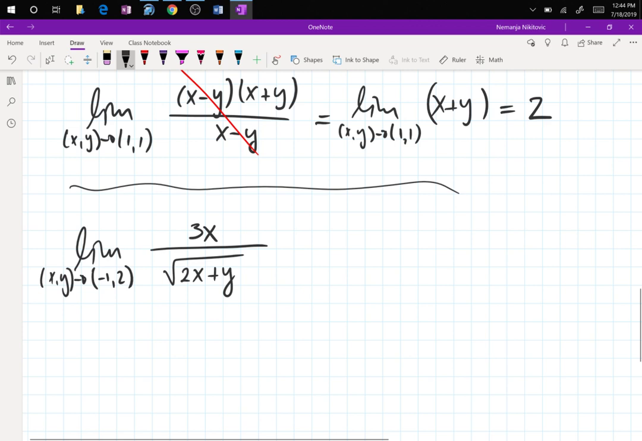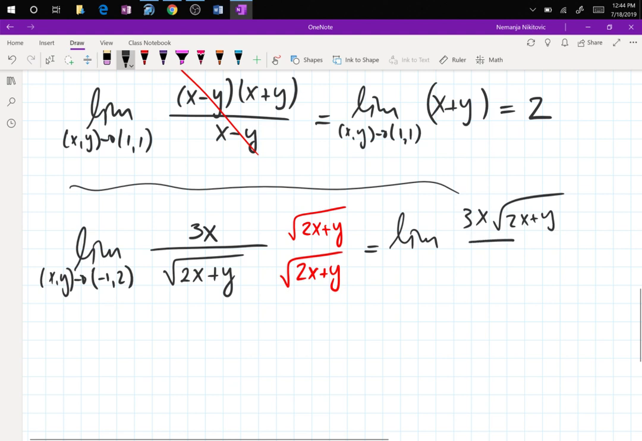So this is a problem. Now you try to plug in. You see that the denominator has a 0, and that means that you can't do this problem that way. But then, luckily, you went to pre-calculus, and you know that you can rationalize the expression by multiplying by the square root of 2x plus y over the square root of 2x plus y, like this. And then that gives you the limit of 3x times the square root of 2x plus y divided by 2x plus y. Oh, this is not going to cancel now.